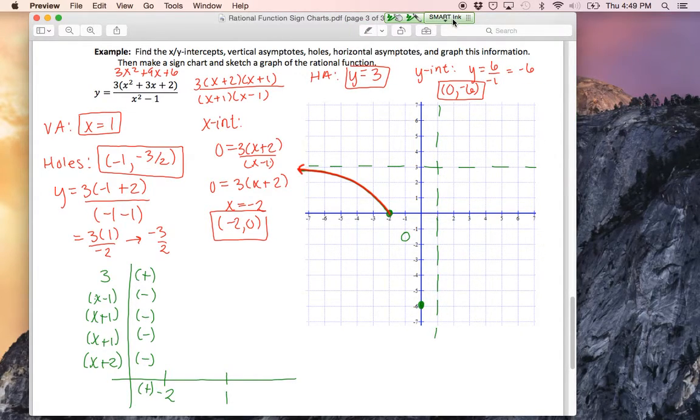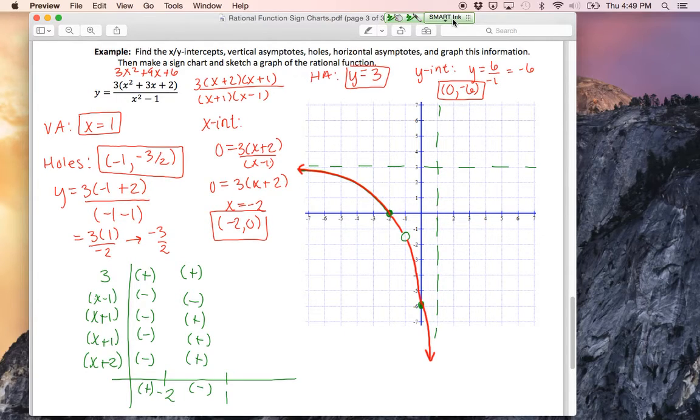Now let's come back here and finish our sign chart. From -2 to 1, I'm going to use an x value of 0. So 3 is always positive. 0 - 1 is negative. 0 + 1 is positive. 0 + 1 is positive. And 0 + 2 is positive. So we've got 4 positives and a negative. That's going to make it negative. So that means the graph is going to go below the x-axis from -2 to positive 1. It's going to look something like that. There's -2 and positive 1.